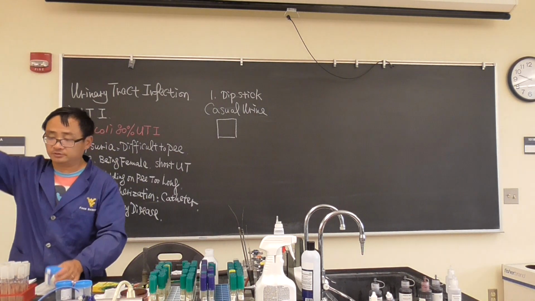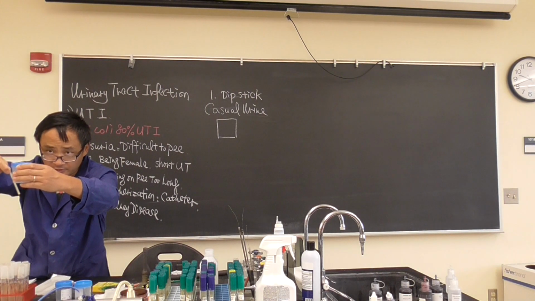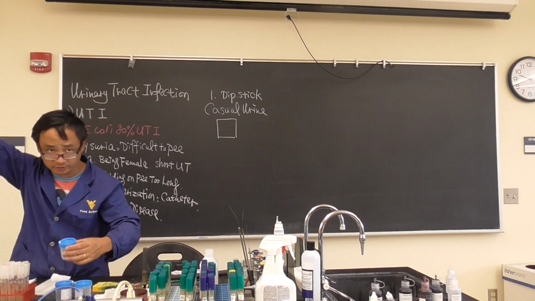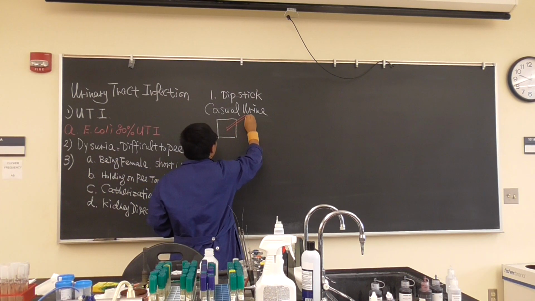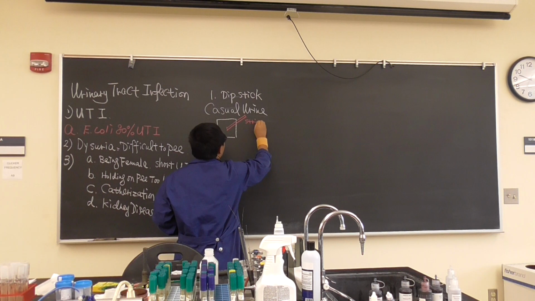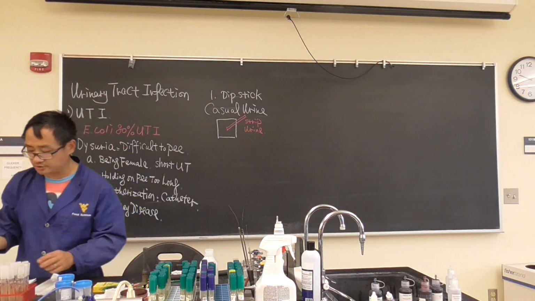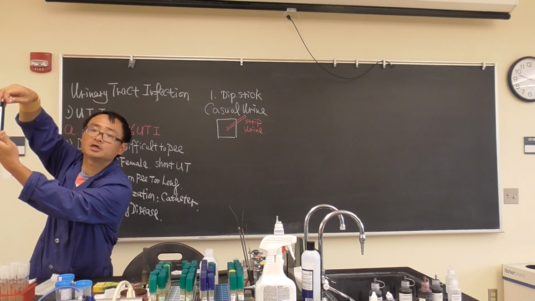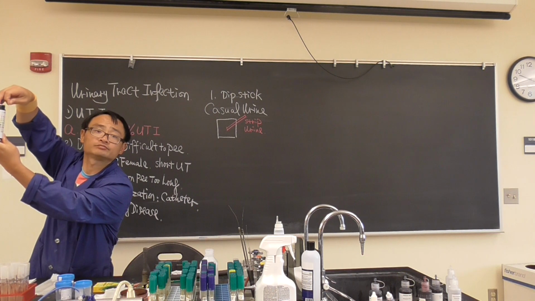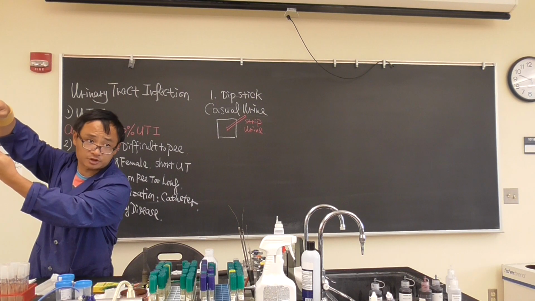A dip strip, or we call it a urine strip, will be gently immersed inside, and then after like 30 seconds, we take it out. After another 30 seconds, there is some color change. We're going to compare it to the standard color spectrum right here. Obviously, we will determine whether it's positive or negative based on the color change.